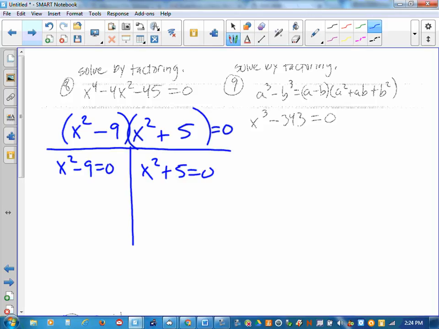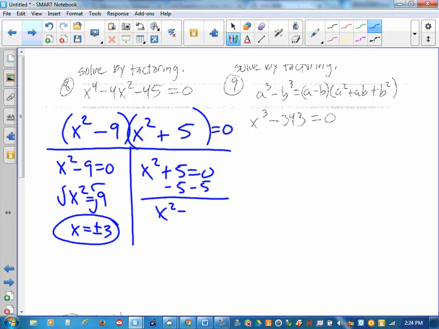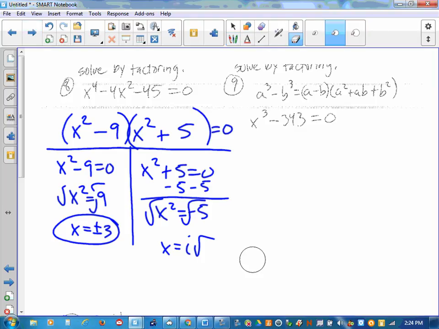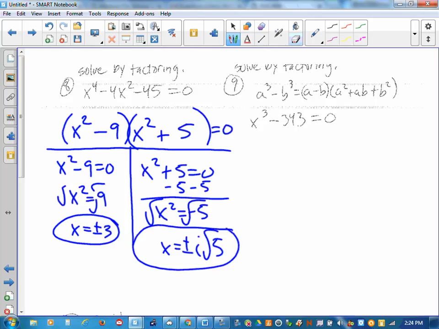We set the individual factors equal to 0. We're going to add the 9 over, take the square root, x equals plus or minus 3. We're going to subtract the 5 over, take the square root, get x is equal to plus or minus, take the negative out, i radical 5. So there's the 4 solutions. Remember, x to the 4th is going to yield us 4 solutions.